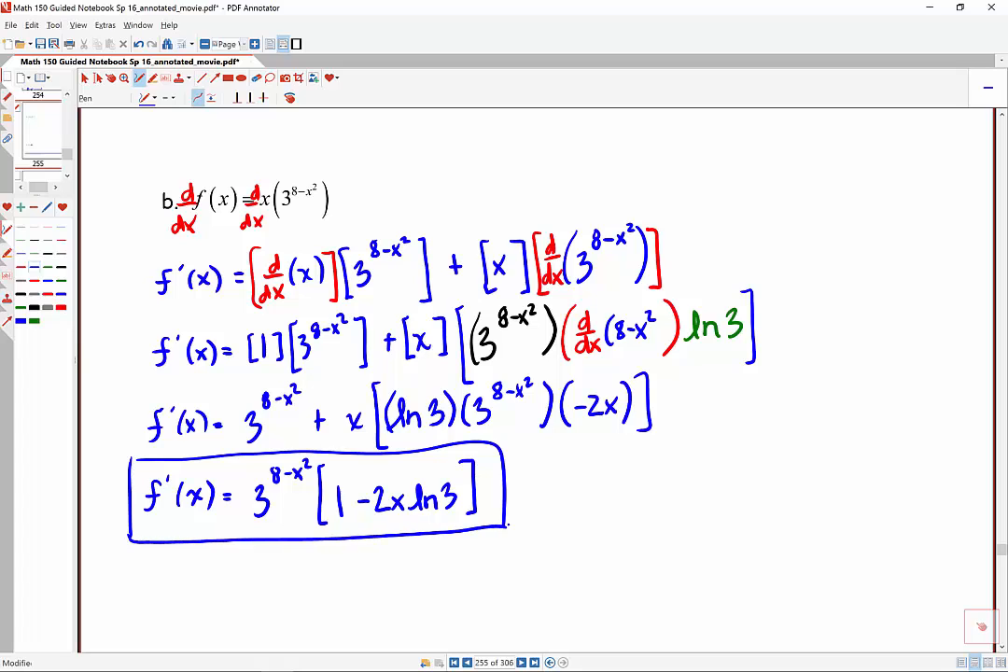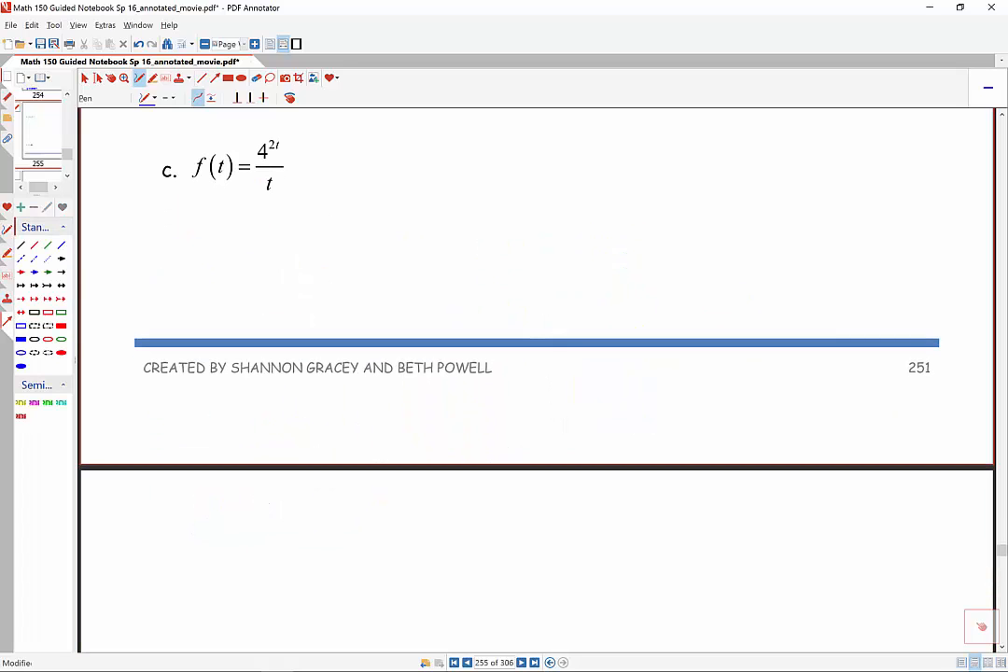How'd you do? Awesome. Okay, so what do we have for this one? Overall, we have, perfect, a quotient, right? So here, what do we need to do? We'll differentiate both sides with respect to what? Perfect, t.